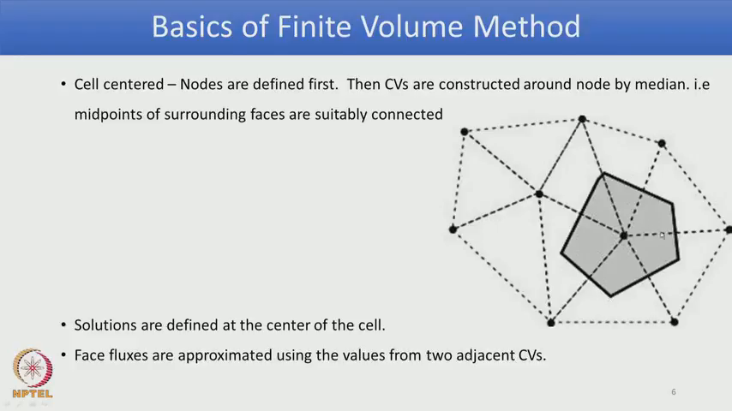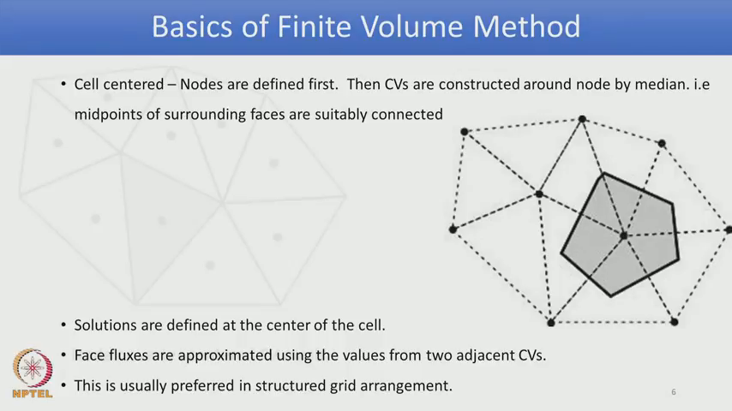Then if you see, they are all cell centered control volumes. In this procedure, solutions are defined at the center of the cell, and face fluxes, that is flux crossing each control surface, are approximated using the value from two adjacent control volumes. So, if you look at this surface, whatever flux is crossing is defined based on two adjacent control volumes, and these are usually preferred in structured grid arrangement. You can have a finite volume mesh both in structured as well as unstructured mesh arrangement.